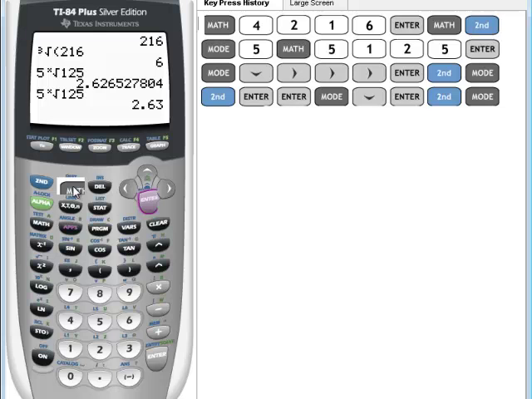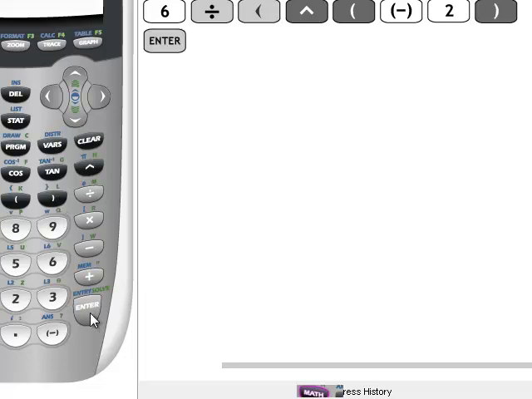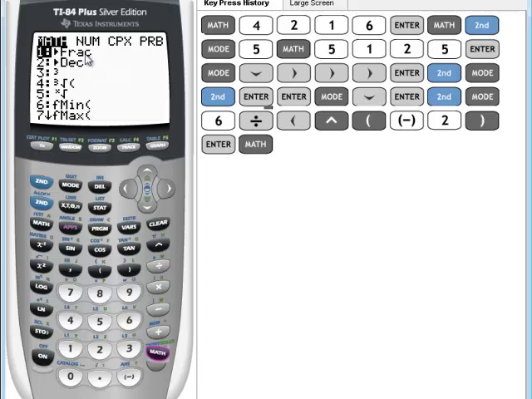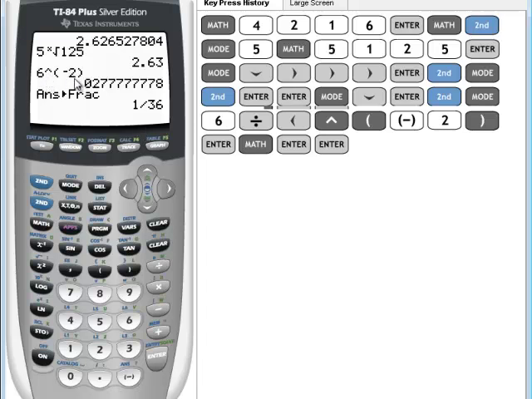And you've seen the location of this next feature before. What I want to do is raise 6 to the negative second power. And so I have this value, and I want the fractional form of this. So where we would go is under math, and then I want the first option for fraction. So I press enter, and then I actually want the step to perform, so I press enter again. So 6 raised to the negative second power is the same as 1 divided by 36. And what this step is doing is taking its previous answer from the previous line, and then it's finding the fractional equivalent of it.